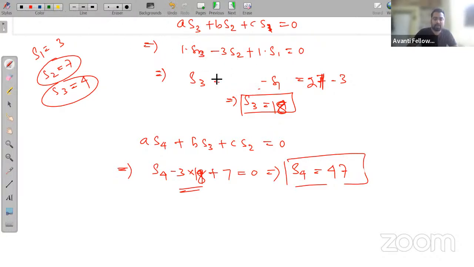This is actually S3 is equal to 3 into S2 minus S1. And S3 is equal to, we got 18 here. S2 is 7. So 3 into 7, that is 21, minus S1, which is 3, gives 18. Now it is clear, guys.